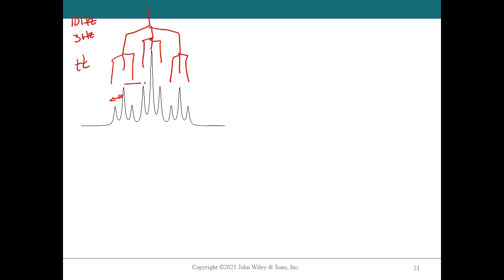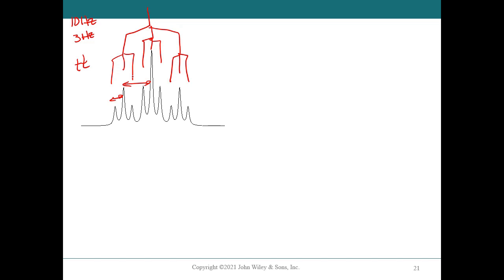I've got another example here. This is easy to see that this is a triplet of triplets, abbreviated just a TT. And again, it's because we've got it being split into 3. And then each of those 3 is being split again. And this was done specifically with coupling constants of 10 hertz for the large coupling and 3 hertz for the smaller one. So we've got a 3 hertz separation here. We've got a 10 hertz separation there. And you can clearly see the triplets.